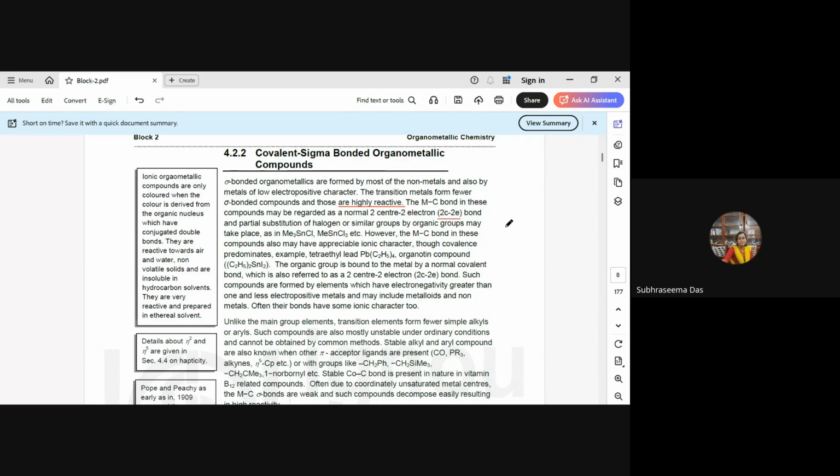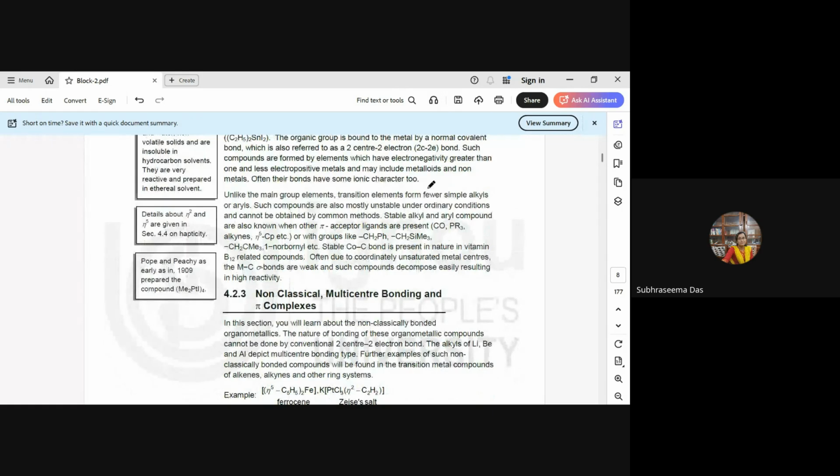That means they are two centered, two electron bonds, and a partial substitution of halogen or similar groups occurs, like in the case of Me3SnCl, MeSnCl3, etc. But when we have an M-C bond in these compounds, they also have a certain ionic character. Unlike the main group elements, transition elements form fewer simple alkyls or aryls. Now these compounds are unstable under ordinary conditions. Stable alkyl and aryl compounds are known, such as those with other pi acceptor ligands.